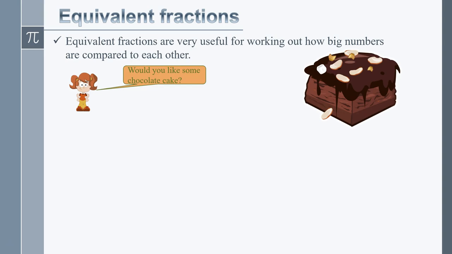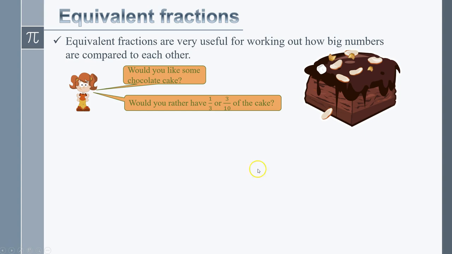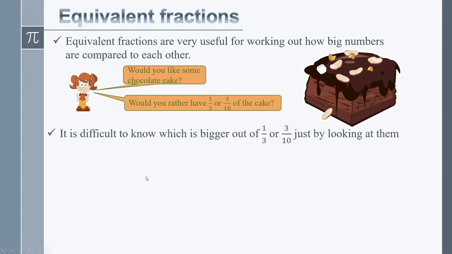So there's a big slab of chocolate cake. And clearly, yes, I would like some chocolate cake, thank you very much. But she's going to get all mathematical on me and say, well, would I rather have 1/3 of that cake or 3/10? Now, because I'm a big fan of chocolate cake, I'm going to want the bigger slice. So I'm going to need to work out, is 1/3 or 3/10 the bigger fraction of this rather fine looking chocolate cake? So here we go.